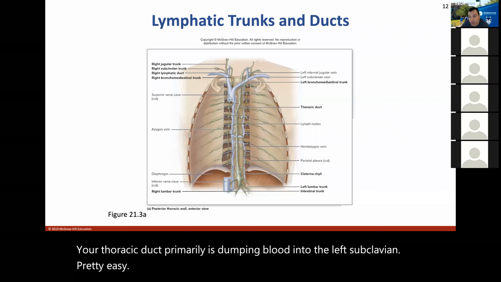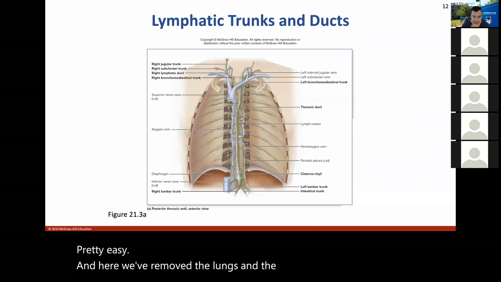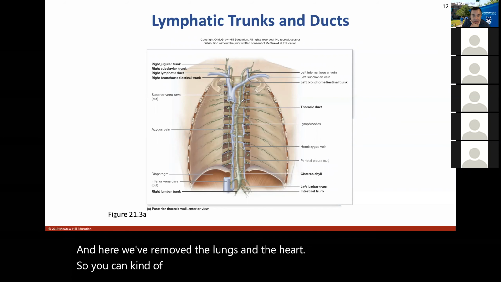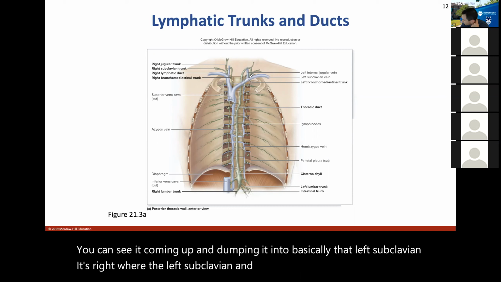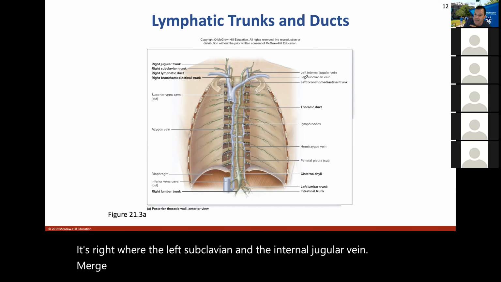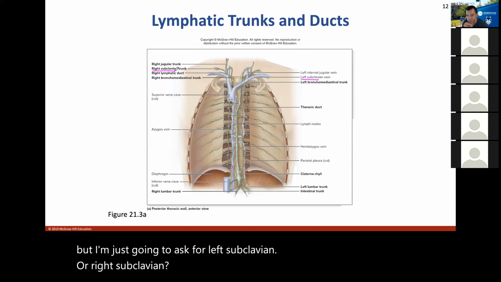And here we've removed the lungs and the heart. So you can kind of see this thoracic duct right here. You can kind of see it coming up and dumping into basically that left subclavian. It's right where the left subclavian and the internal jugular vein merge. But I'm just going to ask for left subclavian or right subclavian, where it's dumping into.